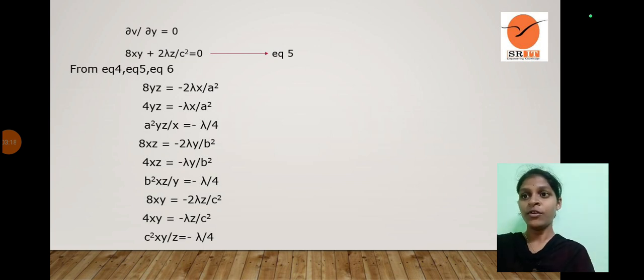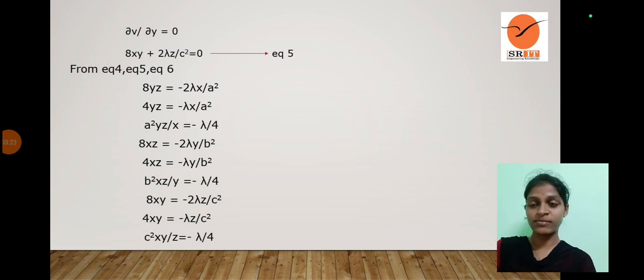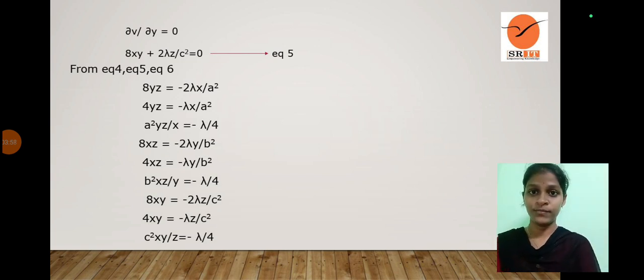From equations 4, 5 and 6, 8yz equals minus 2 lambda x by a square, so 4yz is equal to minus lambda x by a square, which gives a square yz by x equals minus lambda by 4. 8xz is equal to minus 2 lambda y by b square, so 4xz is equal to minus lambda y by b square, which gives b square xz by y equals minus lambda by 4. 8xy equals minus 2 lambda z by c square, so 4xy is equal to minus lambda z by c square, which gives c square xy by z equals minus lambda by 4.